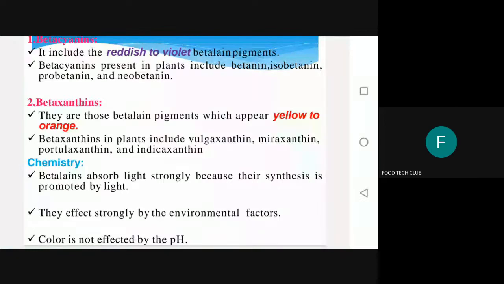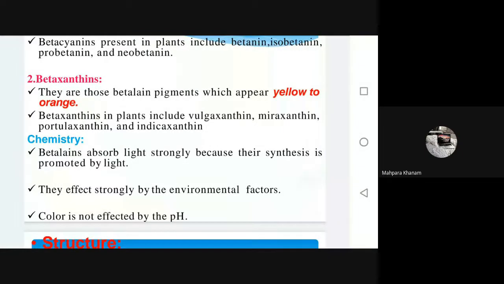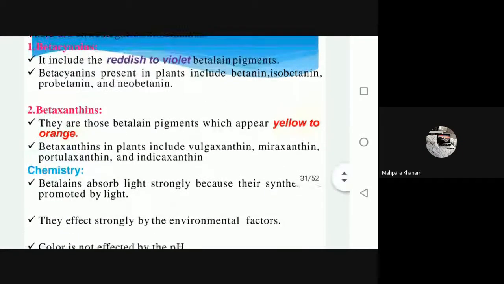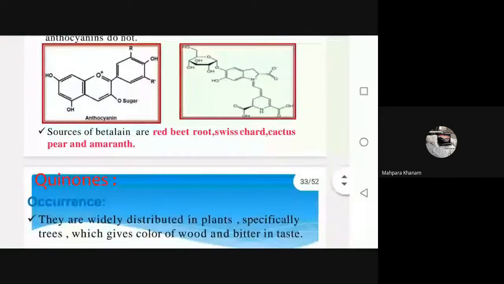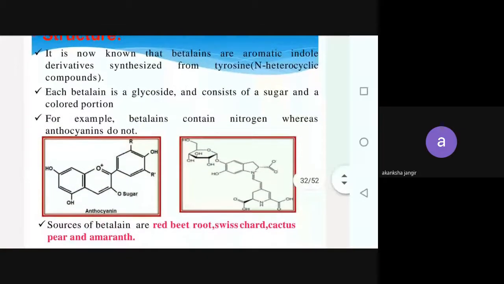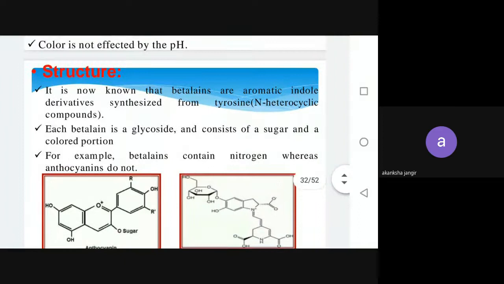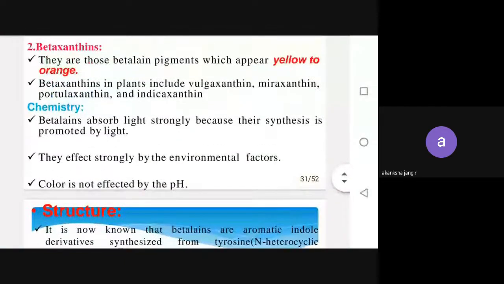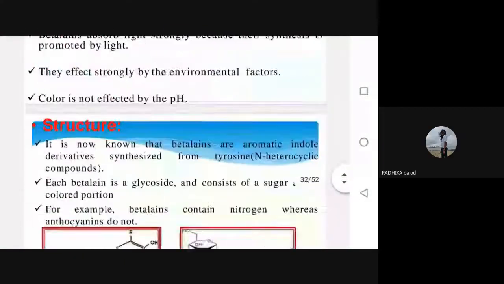And what about beta-xanthins? What are the components? Tell me. Vulgaxanthin, miraxanthin, portulaxanthin, and indicaxanthin. That's good. So what is the color for beta-cyanin? Red to violet. And what about the color for beta-xanthin? Yellow to orange.